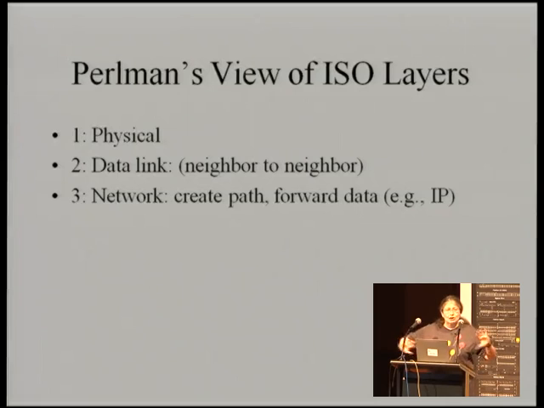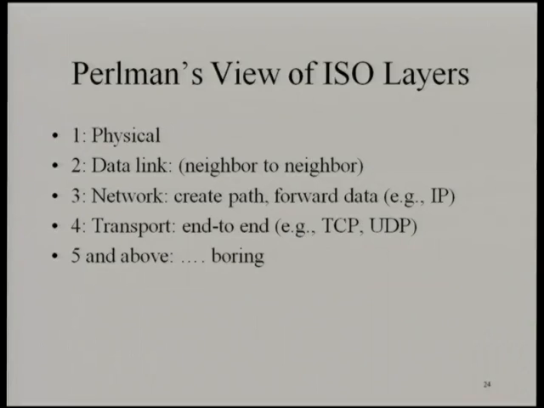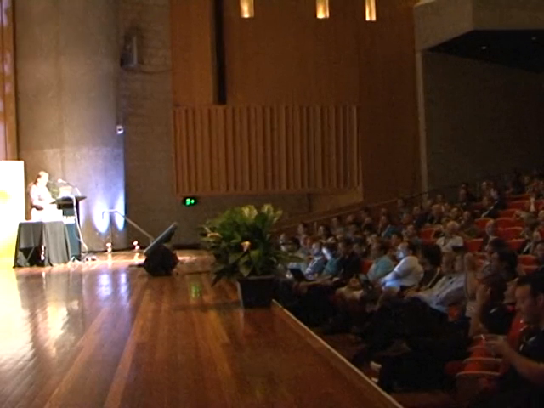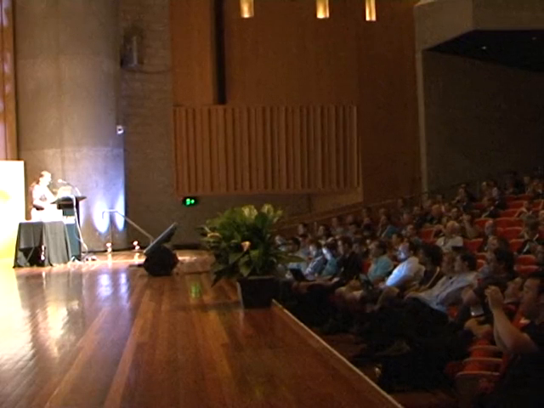Layer 3 is the thing that creates an entire path and forwards the packet. And an example of that is IP. Layer 4 is end-to-end stuff like TCP, which might put packets back in order, retransmit things that were lost. And layers 5 and above are boring. So that's why I say it's mine. ISO didn't describe it that way.